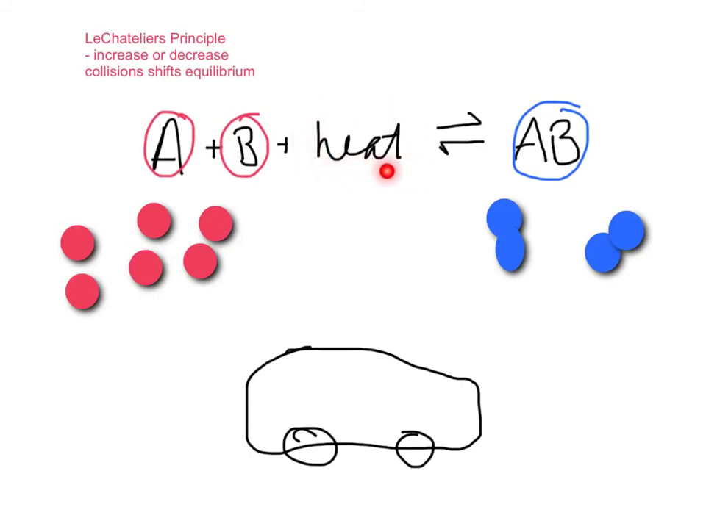Now here you can see that this is an endothermic process because we have heat as a reactant. So if I add heat, I'm going to cause the particles to collide more often. And since heat is essentially a reactant here, I'm going to cause the reactant particles to collide much more often to form more products. So if that happens, then I'm going to shift equilibrium.